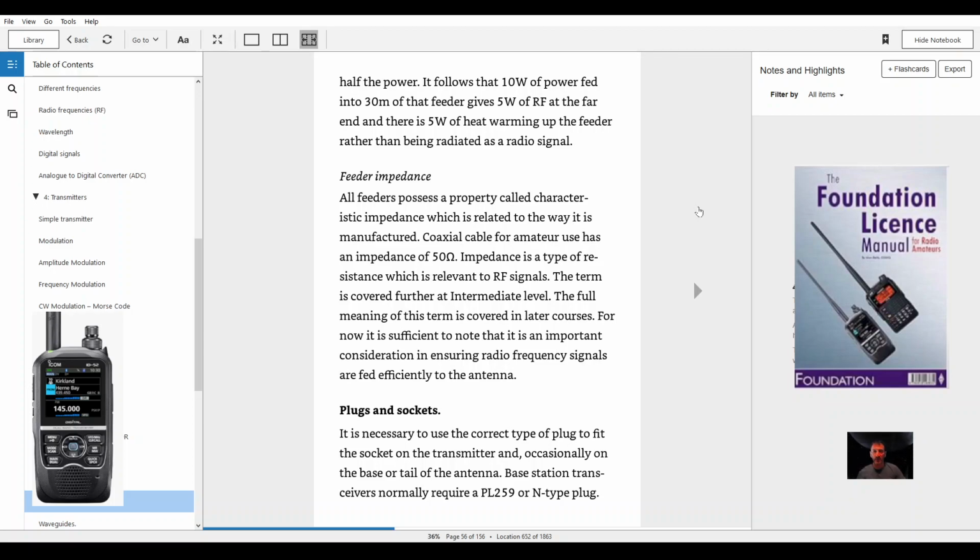radio signal. Feeder impedance. All feeders possess a property called characteristic impedance, which is related to the way it is manufactured. Coaxial cable for amateur use has an impedance of 50 ohms. Impedance is a type of resistance which is relevant to RF signals. The full meaning of this term is covered in later courses. For now, it is sufficient to note that it is an important consideration in ensuring radio frequency signals are fed efficiently to the antenna.